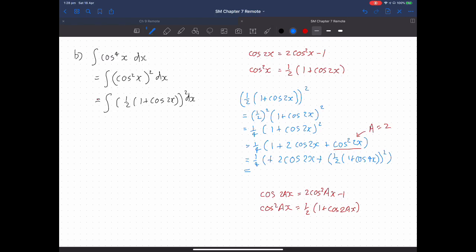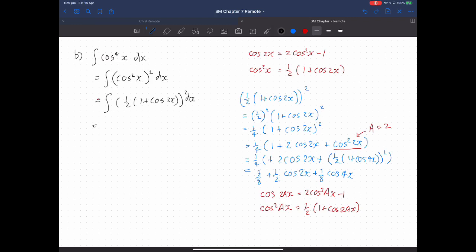So, expanding that and then gathering your like terms, we would get 3/8 plus 1/2 cos 2x plus 1/8 cos 4x. This we can now substitute into our integral.